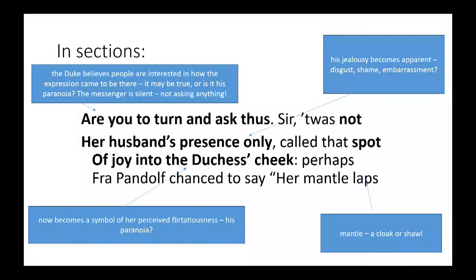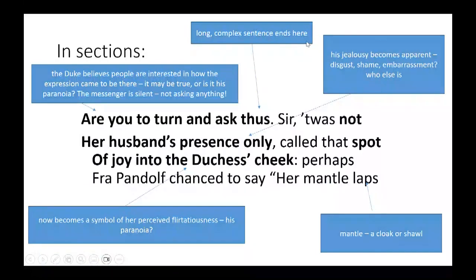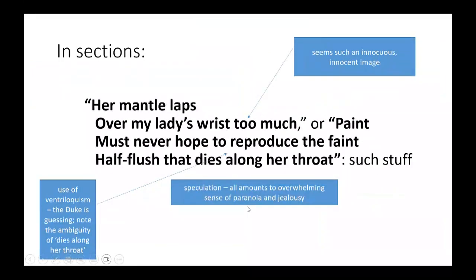He says, perhaps Frau Pandolf chanced to say her mantle, a cloak or a shawl. Sorry, my voice is croaking. Her mantle, extra notes there, that this very long sentence, the third sentence, ends there on that full stop, and that pause is significant, I think. Anyway, her mantle, her cloak, laps over my lady's wrist too much.